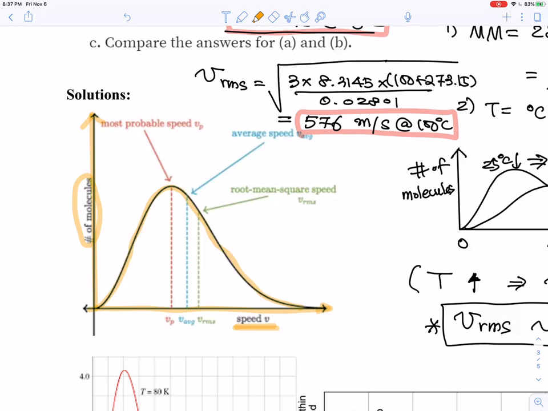So this curve itself is a speed distribution, and there are actually 3 different types of averages. The first one is called the most probable speed. We call the speed with a p at the end. That's where you are at the maximum, so that your distribution is at the maximum. The root mean square means your speed was squared, then you take the average value on that, and then take the square root of it. That's what we call the root mean square velocity.